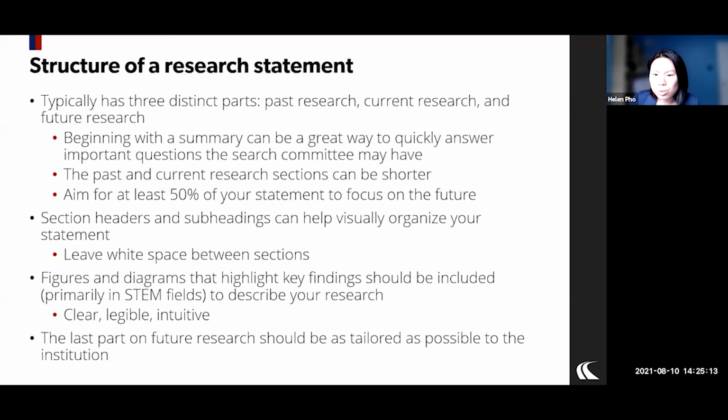So there are two questions in the chat. One is, what specific info about the research goes into the research statement versus the cover letter? That's a really good question. I would say that the cover letter, as it serves the purpose of being an introduction to your whole application package, the research that you describe in there can be an overview of what your past research has been, your current research, as well as your future research.